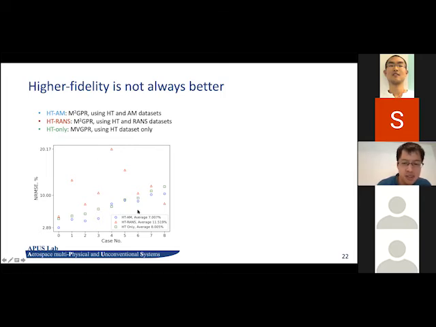And here's what you get. Using HT and AM achieves the best accuracy, somewhat better than the high temperature only dataset, which is a single fidelity dataset. However, if you look at the high temperature plus RANS dataset, it actually worsens the prediction, sometimes by a lot, by 20%. Oh, sorry, by maybe 12%.